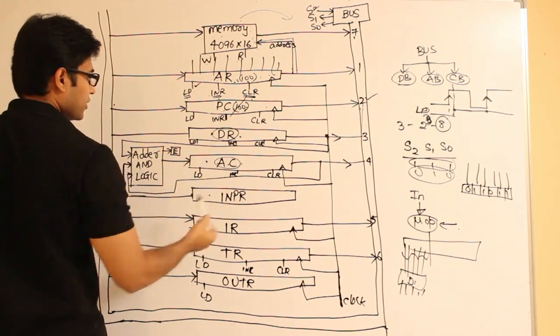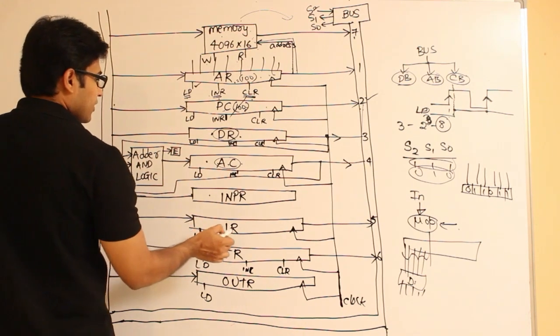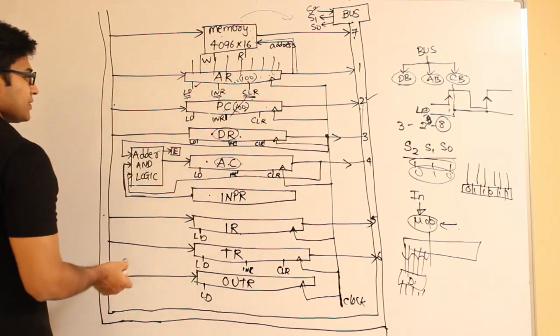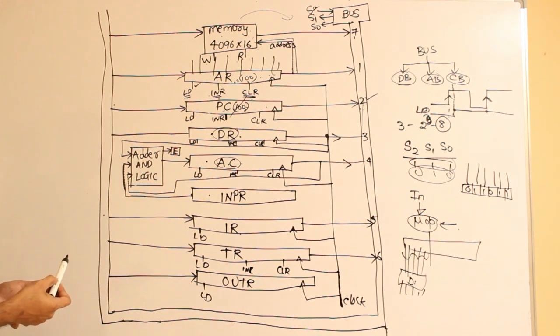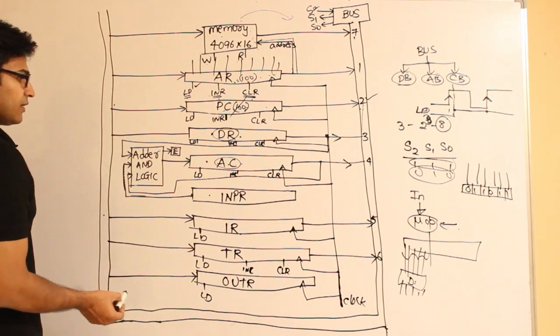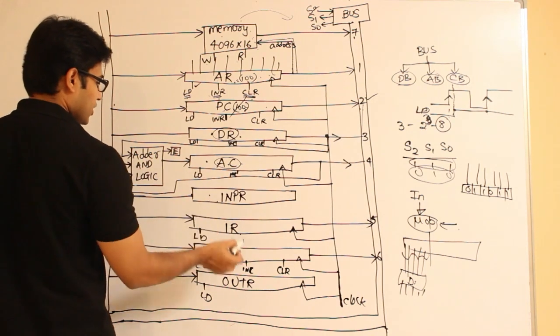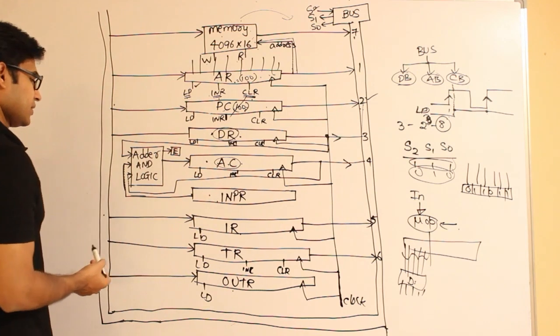Load, increment, clear, right? But the instruction register does not have increment or clear, because the instruction register need not be incremented at all. There is no meaning in incrementing an instruction. An instruction is not actually a number that we want to increment. That is why it is not required. And in input and output we generally don't do anything on those registers. That is why there is nothing there.